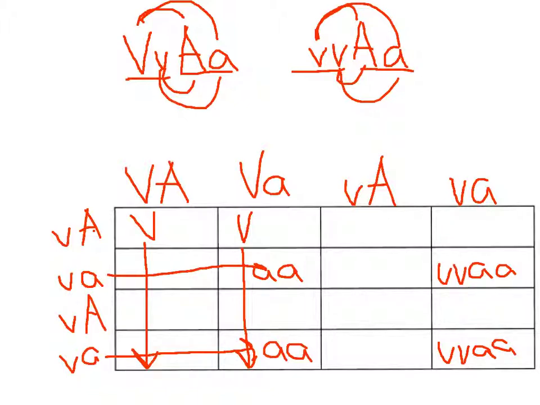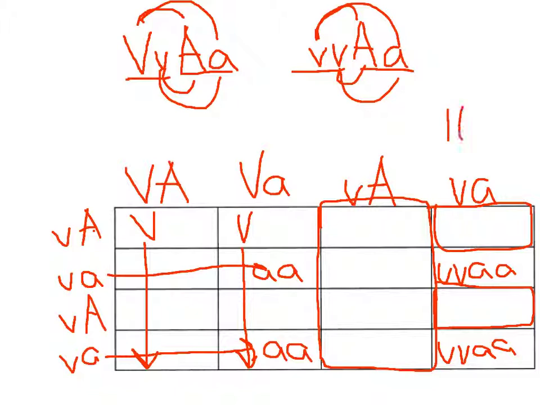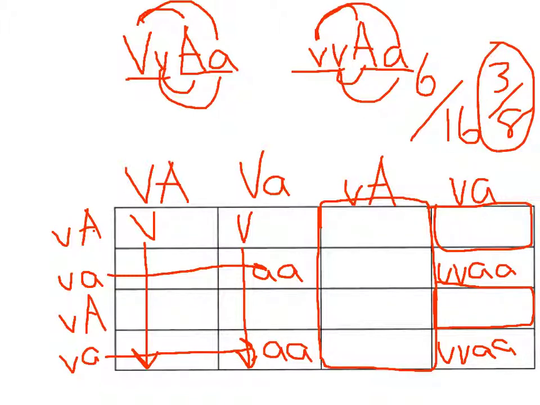And the only ones that are normal are these 4 and these 2. So out of 16 possibilities, I have 6 that are normal, and if we reduce that, we get 3/8. So the probability of having a normal child is 3 out of 8.